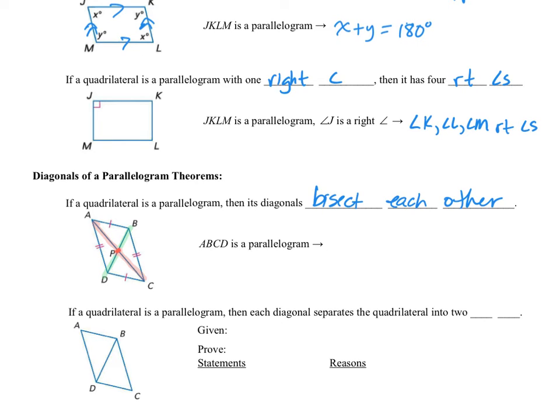So let's start with the pink diagonal. If it's being bisected, that means that segment AP is congruent to segment PC. And likewise, if the green diagonal is being bisected, then we can conclude that segment BP is congruent to segment PD.